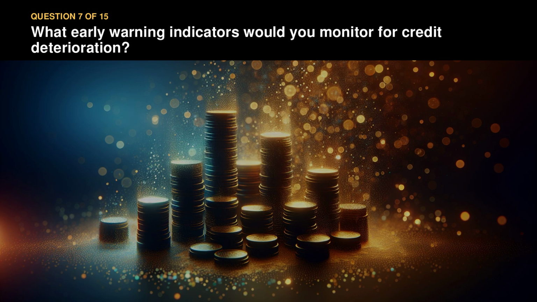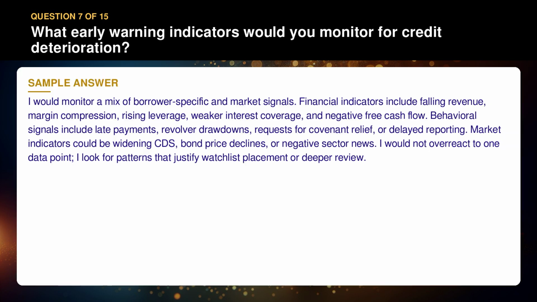Question 7. What early warning indicators would you monitor for credit deterioration? I would monitor a mix of borrower-specific and market signals. Financial indicators include falling revenue, margin compression, rising leverage, weaker interest coverage, and negative free cash flow. Behavioral signals include late payments, revolver drawdowns, requests for covenant relief, or delayed reporting. Market indicators could be widening CDS, bond price declines, or negative sector news. I would not overreact to one data point. I look for patterns that justify watchlist placement or deeper review.